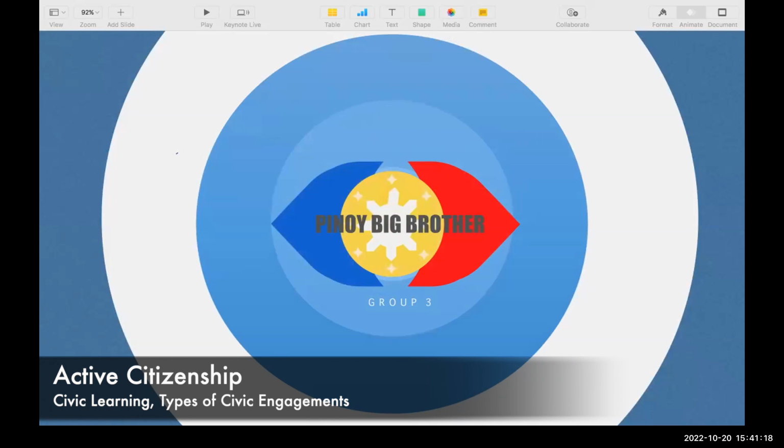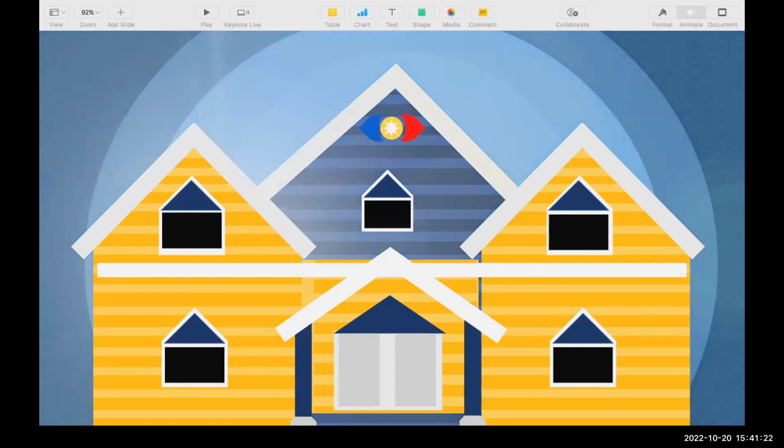In this presentation, we will explain the 9 types of civic engagement. So, without further ado, let's begin.